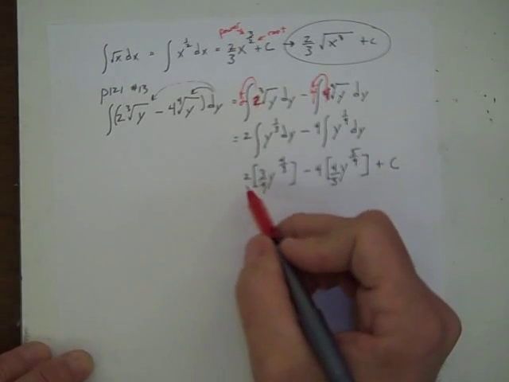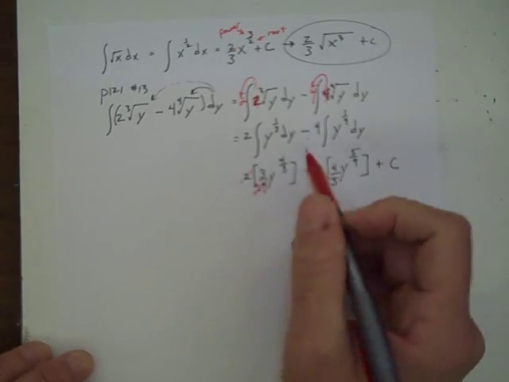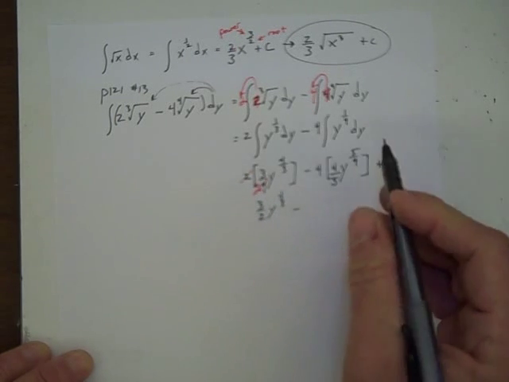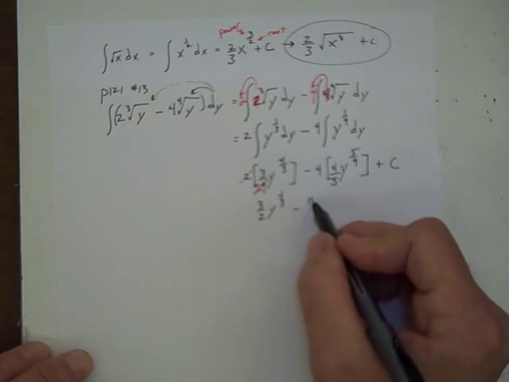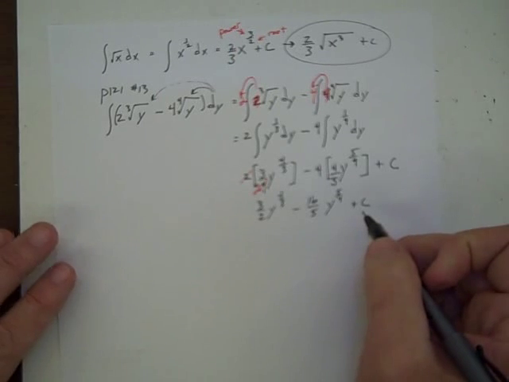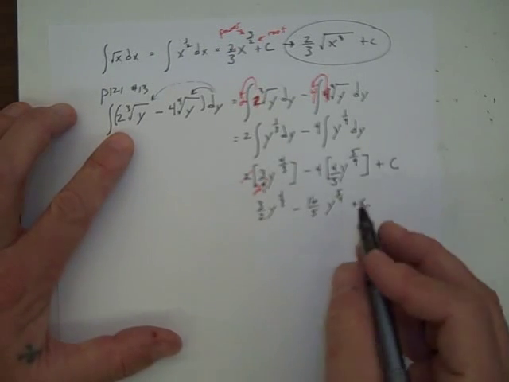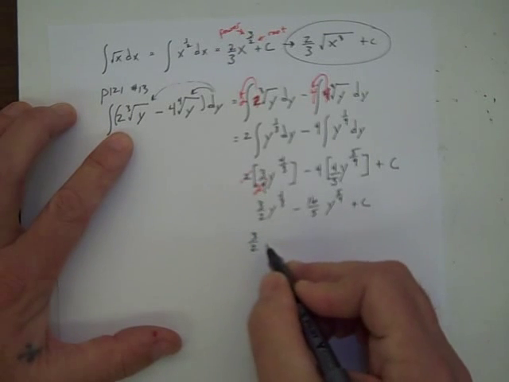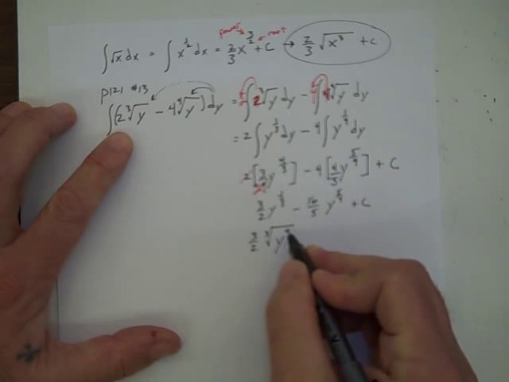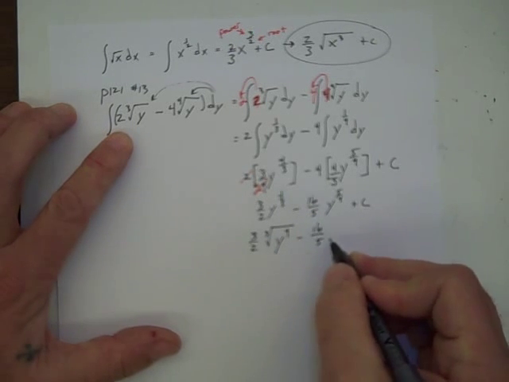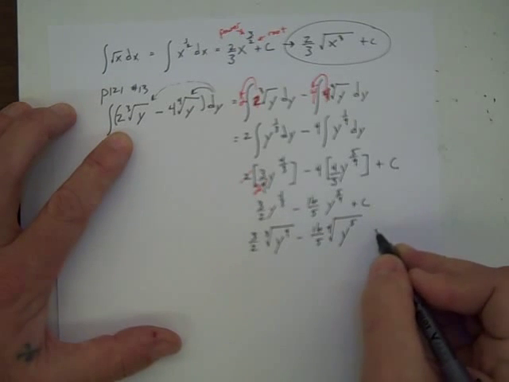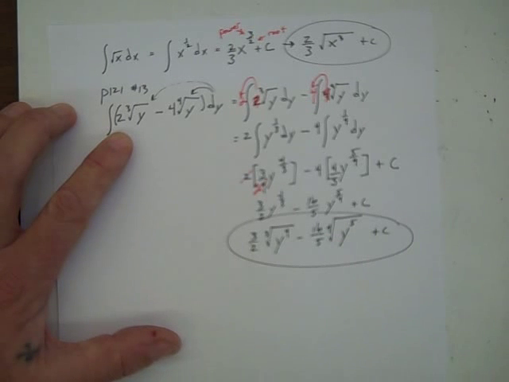Okay, we can clean this up a little bit. Multiply our constants together. 2 times 3/4 is 3/2 y to the 4/3 power, minus 4 times 4/5 is 16/5 y to the 5/4 power, plus a constant. And again, we began in radical form, so we should put our answer back in radical form, and we get 3/2 times the cube root of y to the 4th power, minus 16/5 times the 4th root of y to the 5th, plus a constant. And there's number 13.